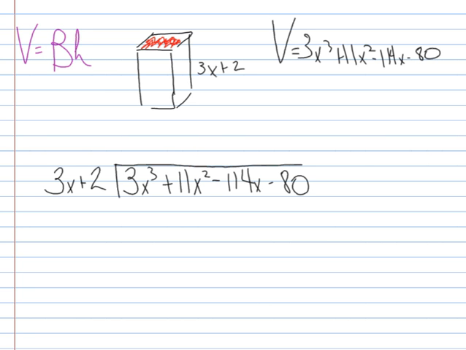And now all I care about is this leading term here. I look at my leading term of 3x and say, what can I multiply 3x by to turn it into a 3x cubed? Well, it needs an x squared. So I'm going to put an x squared right here. So now I multiply x squared times each one of my terms, not just the first one, but both of them. So x squared times 3x is a 3x cubed. x squared times a 2 is a plus 2x squared.